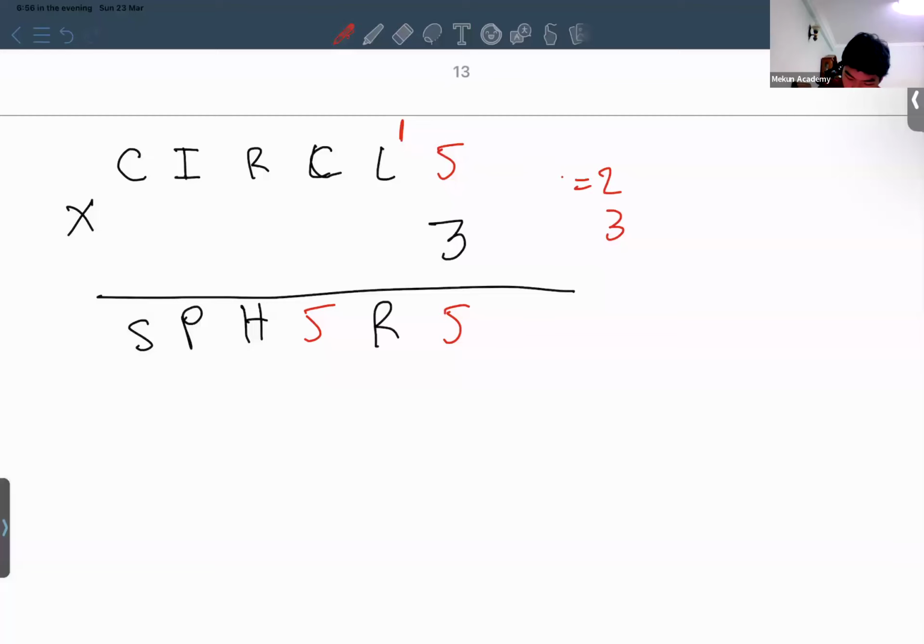So if C equals to 2, it will be the same. This should be 2, and 2 times 3 to get 5, you need to get a carry from the last digit. So that carry should be 9 or more than that to satisfy the equation. So it's impossible. So C cannot be 2.